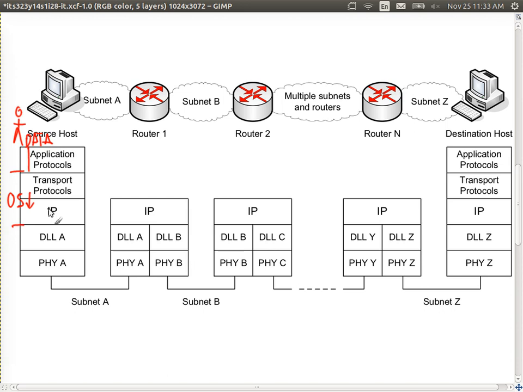I'll draw, let's say on subnet A, because it's not so important, there are other devices attached. There are many computers on subnet A, including a router and our source host. When the source host sends some data, why does it send to router one and why not send to one of these other devices? What's the thing that tells it to send to router one?